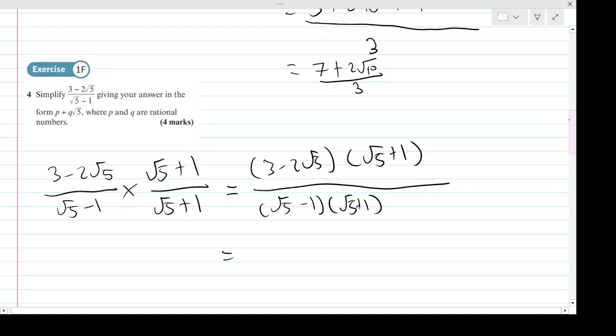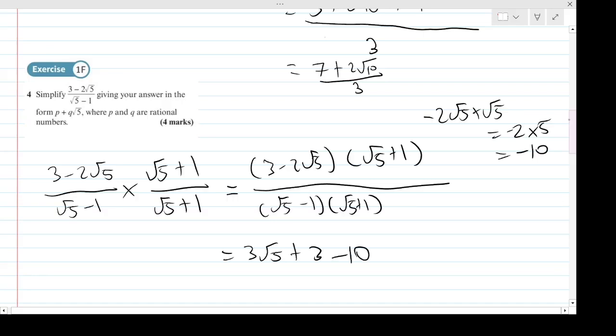So then, firstly, if I expand the top part, 3 times root 5 is just 3 root 5. And then I'm going to have 3 times 1, which is just 3. Then I have minus 2 root 5 times root 5. Again, check this: minus 2 lots of root 5 times root 5, which should just be 5. So minus 2 times 5 is just going to be minus 10. So I'm going to have plus 3 minus 10. And then minus 2 root 5 times 1, that's just going to be another minus 2 root 5.